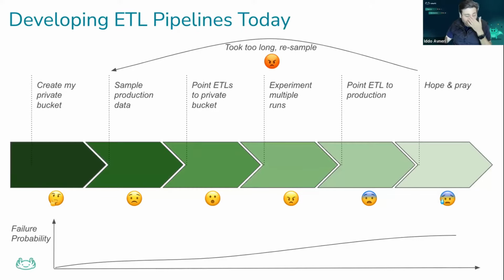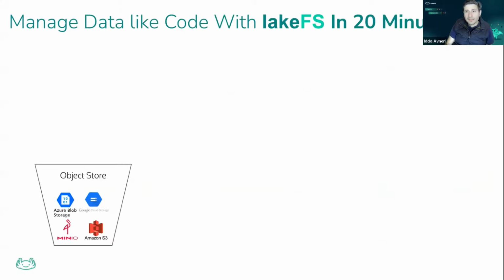And the more manual steps there are and the more time this takes, it means that maybe at the very end, you already need to resample the data. And of course, every step is just another probability of failure, another chance of something to break. And that's the world that we live in. And today we're going to discuss a better way to do that with lakeFS.